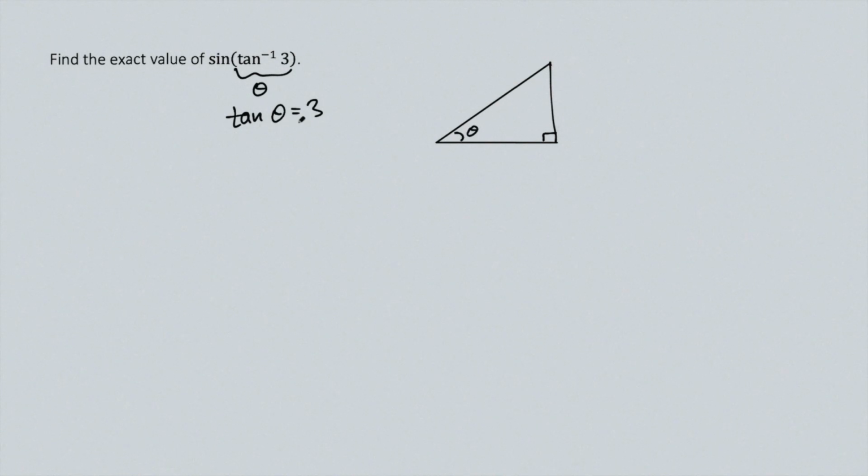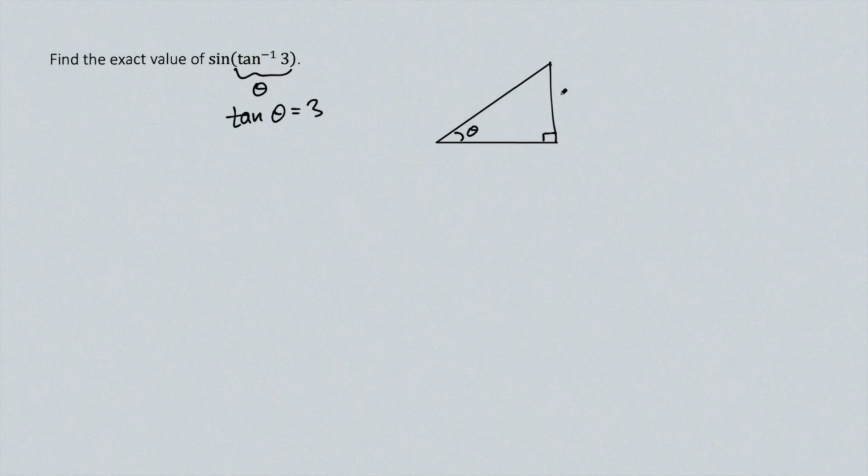Find the exact value of sine of the inverse tangent of 3. Well, inverse tangent of 3, we can think of as an angle theta. In other words, the tangent of that angle is equal to 3. Now, we can draw a triangle here where the tangent of that angle is equal to 3. This is not to scale, so don't think that it is. We've got an angle theta, and the tangent of it needs to be 3.